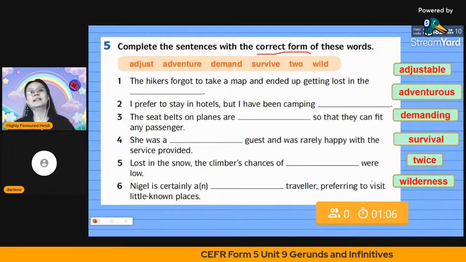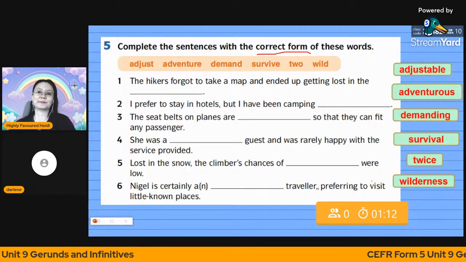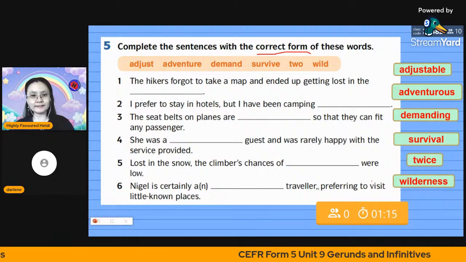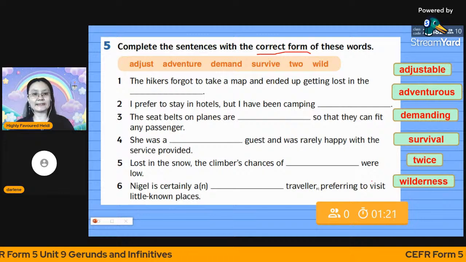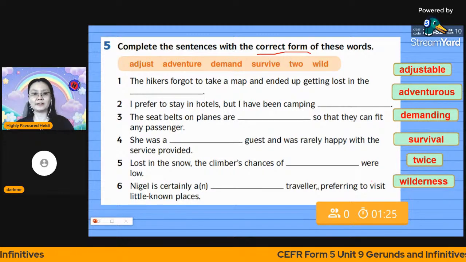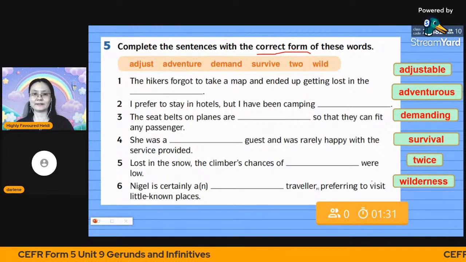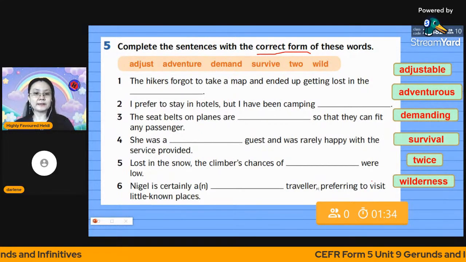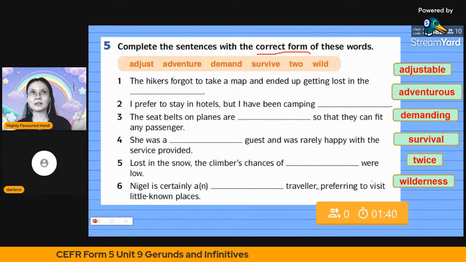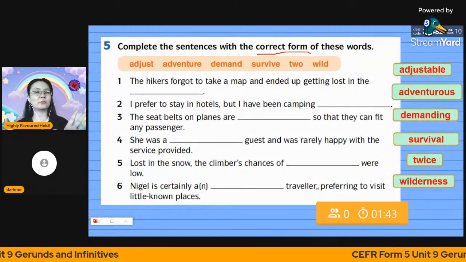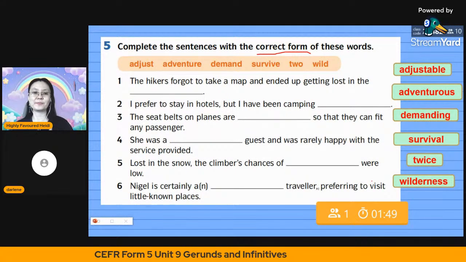Let me read again. The hikers forgot to take a map and ended up getting lost in their where? I prefer to stay in hotels, but I have been camping. Camping what? Then the seatbelt on planes are so that they can fit any passenger. So the word at the back, the predicate given at the back, so that. So what do you think will be the word? She was a guess and was rarely happy. Rarely means out of 10 times, 9 times she won't be happy. Rarely happy with the service provided.